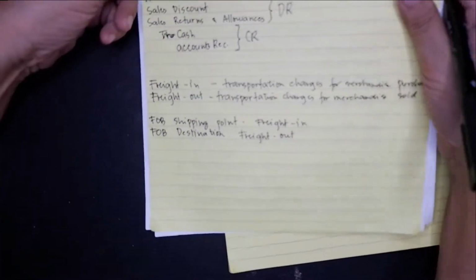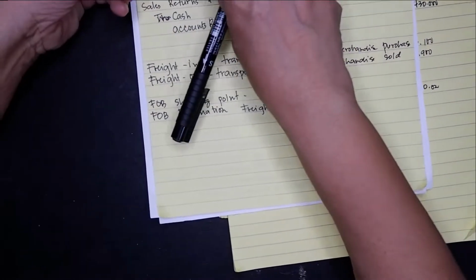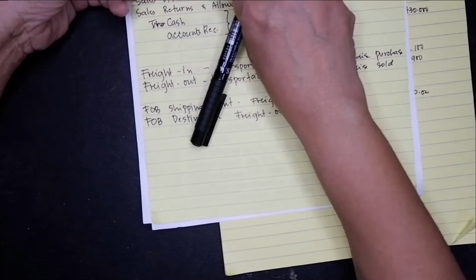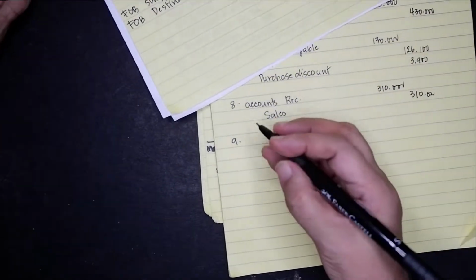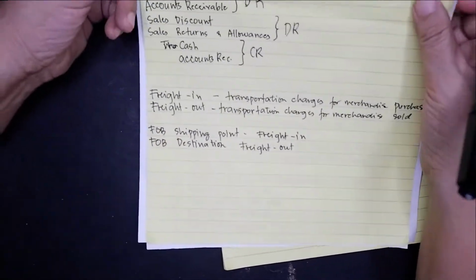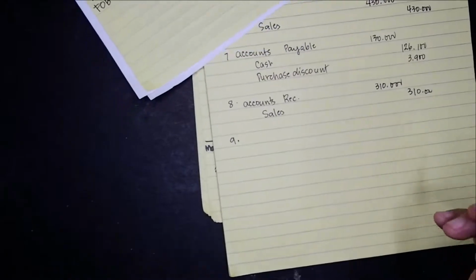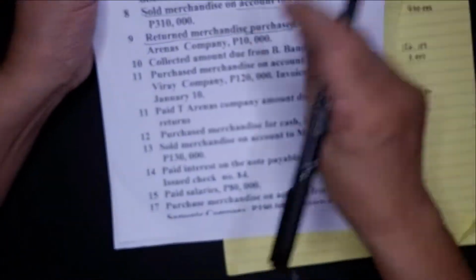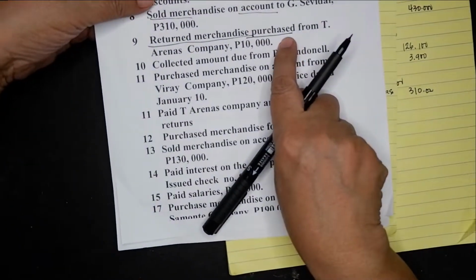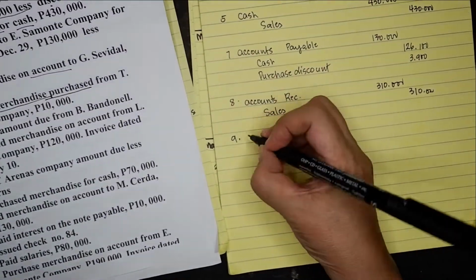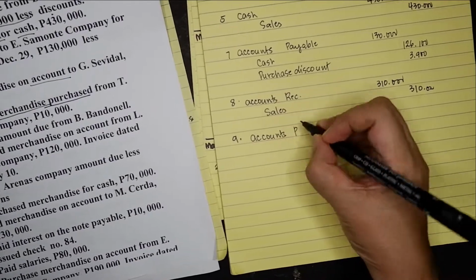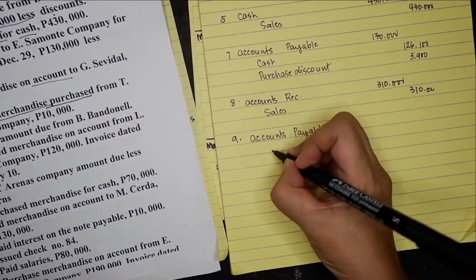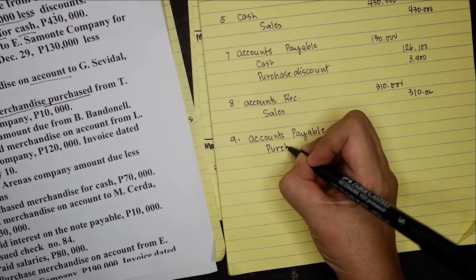So, what is our debit? That is either accounts payable or cash. Since it is on account, it means accounts payable. So debit. Wait. So returned merchandise purchase from T. Arenas. So debit accounts payable and credit purchase returns and allowances.